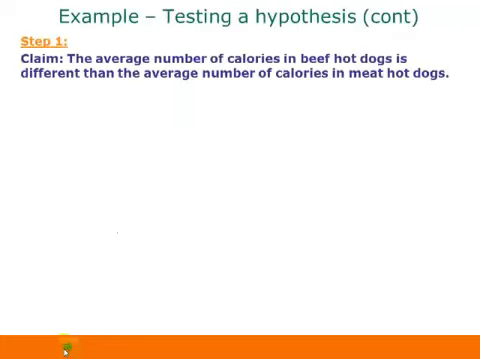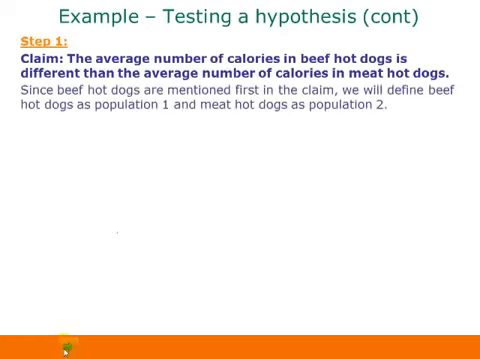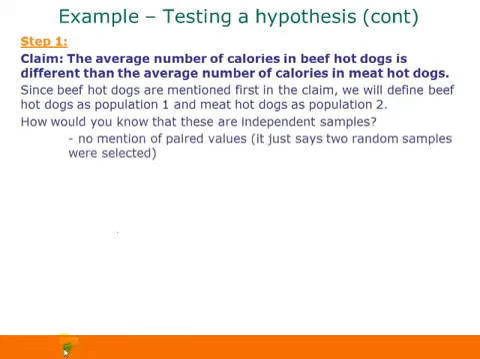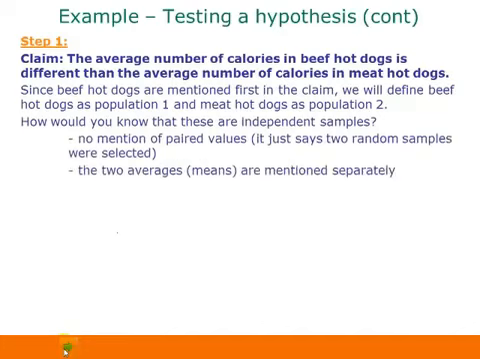So step 1, our claim is that the average number of calories in beef hot dogs is different than the average number of calories in meat hot dogs. Since beef hot dogs are mentioned first in the claim, we'll define those as population 1 and meat hot dogs as population 2. How would we know that these are independent samples? There's no mention of paired values. It just says there are 2 random samples that were selected. And the 2 averages are mentioned separately. So our parameter is the difference of the means, mu sub 1 minus mu sub 2.